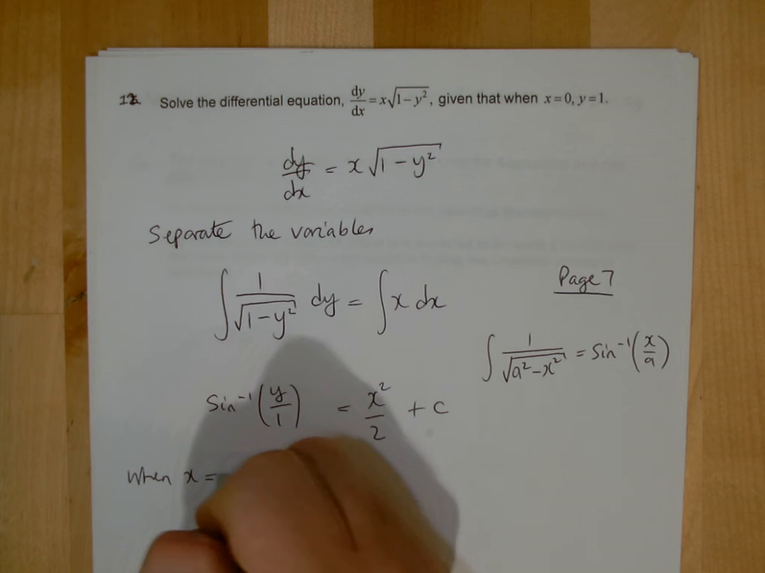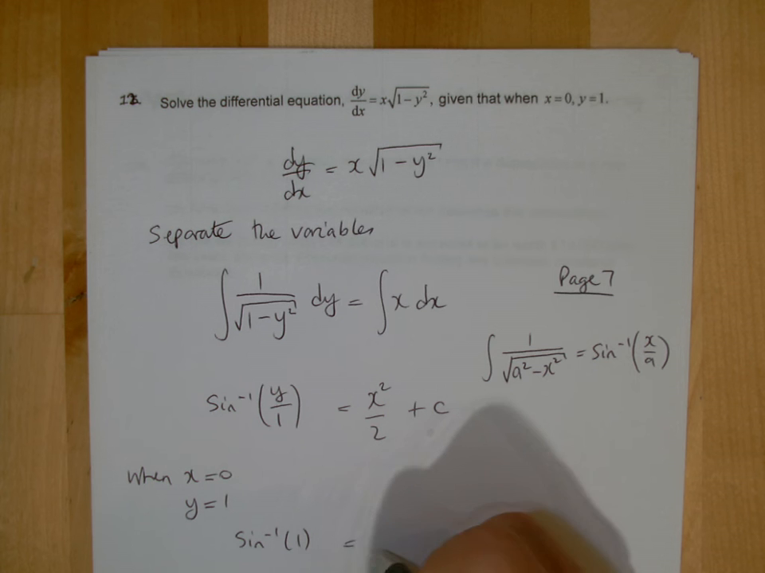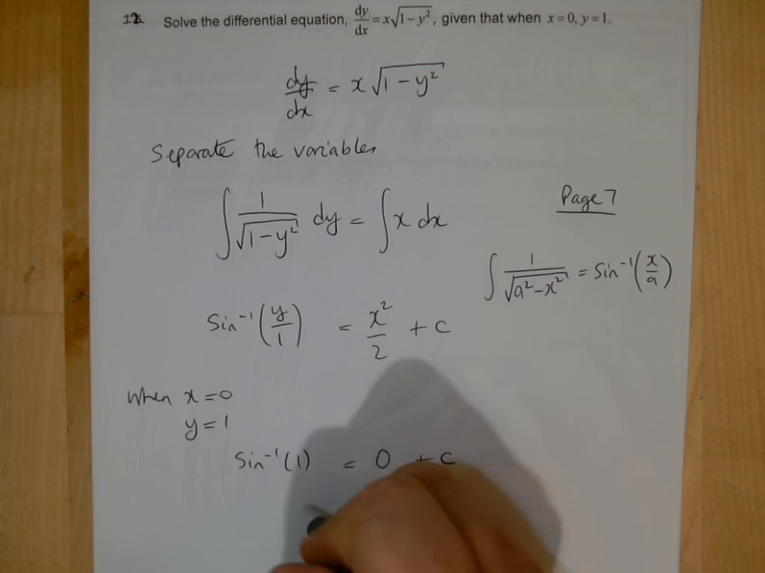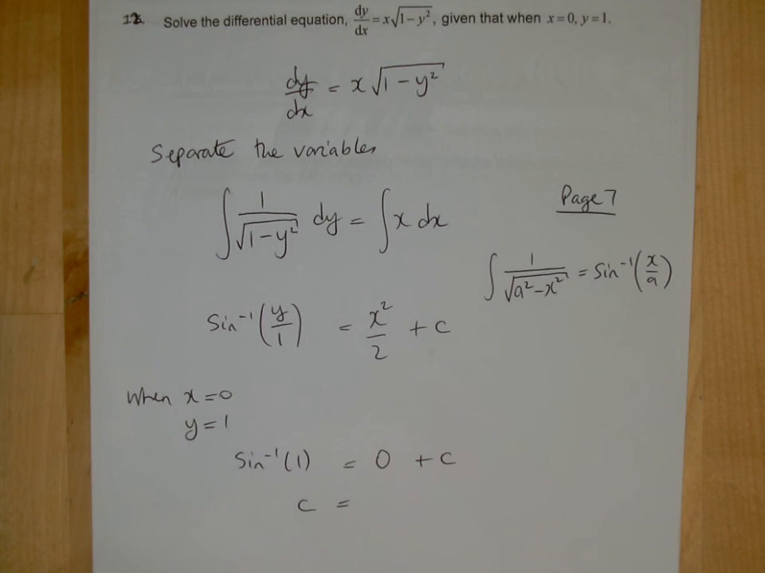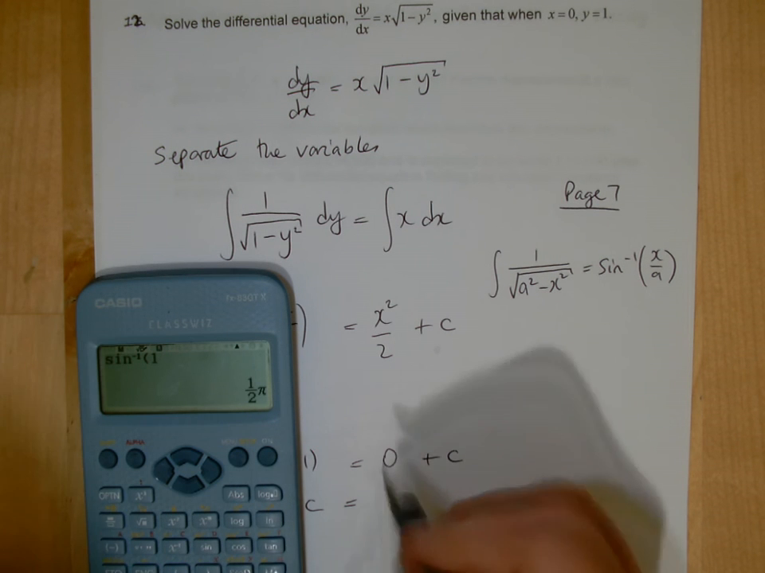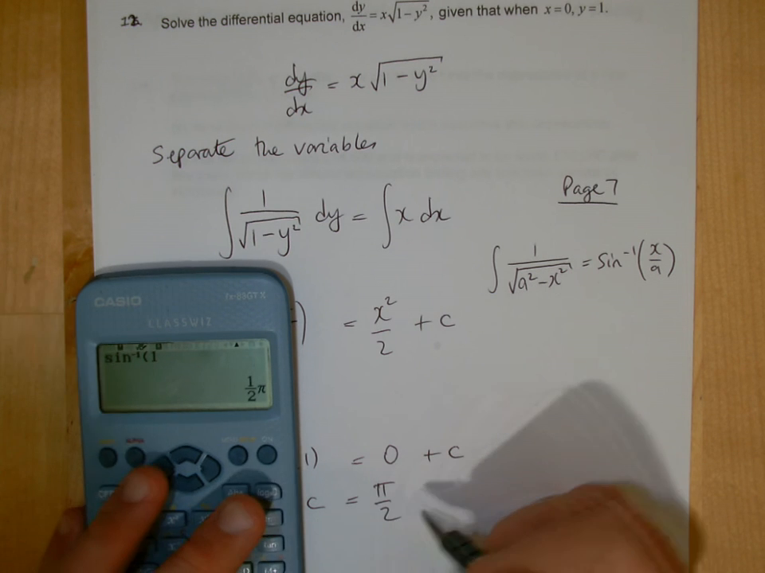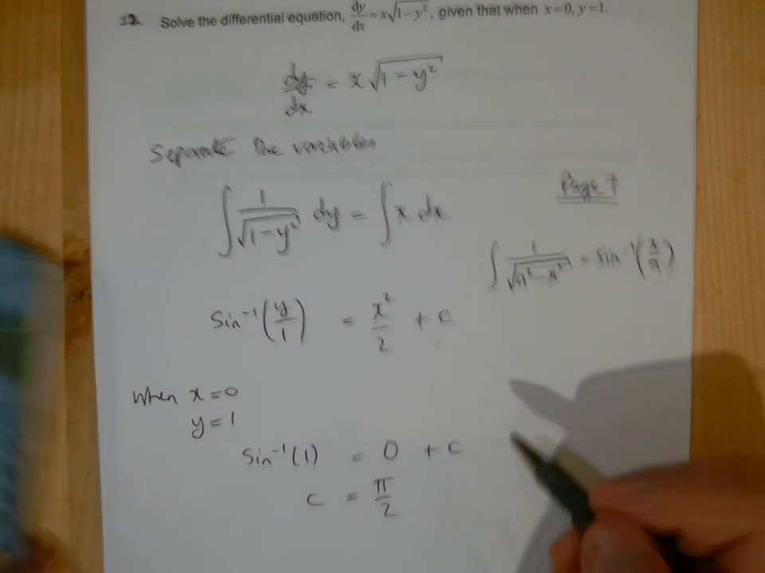Put the boundary conditions in, so when x is 0, y is equal to 1. So sine to the minus 1 of 1 equals 0 squared over 2, which is 0, plus c. So c is just going to be whatever that is. So let's get my calculator. Sine to the minus 1 of 1. And remember, it has to be in radian mode because we're dealing with integration. So you get half pi, or you write that as pi over 2.